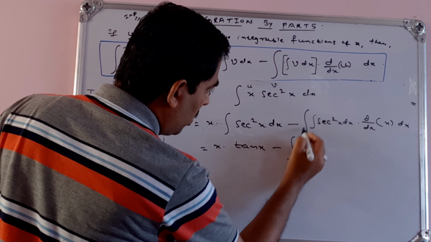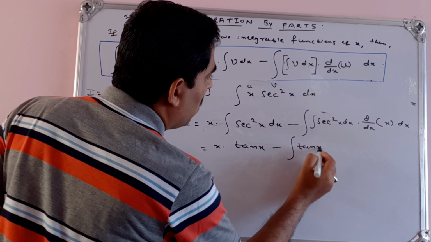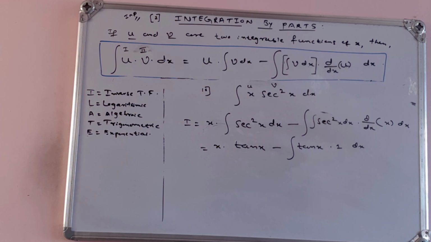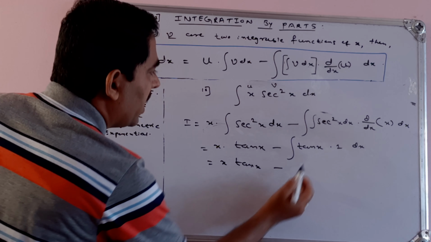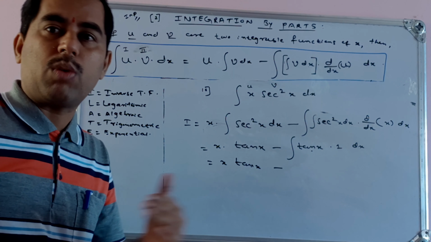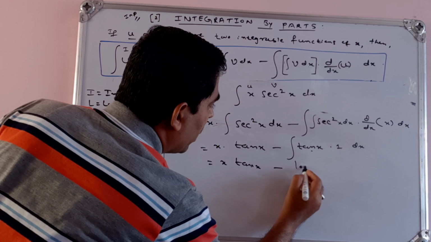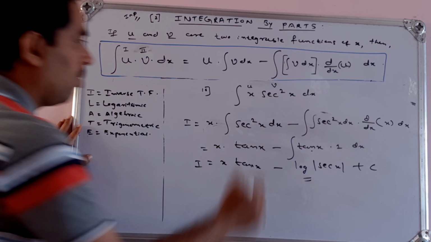Then minus, I will put this integration sign. The integration of secant square x is tan x into the derivative of x with respect to x, which is 1. Then that is x tan x. I will write this as it is, minus the integration of tan x. tan x into 1 is tan x only. What is the integration of tan x? You must know all the previous formulas. Okay, so the integration of tan x. What is the integration of tan x? The integration of tan x is the standard formula log secant x plus the constant of integration.